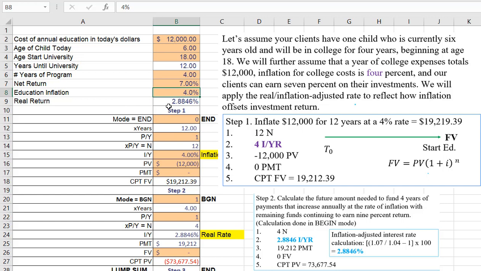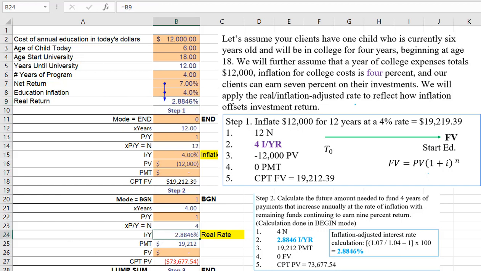Education inflation is 4%. So in step number 2, when we do the real adjusted rate, you can see I've got the formula up here. 1 plus the investment return, 1 plus 7% divided by 1 plus the inflation, 1.04 minus 1 gives us 2.8846. This was my issue in the FP Canada case. They didn't use this equation for the real return. What they did is they simply did the net return minus the inflation. 7 minus 4 would be 3. You can see that's not exactly 3%. It's 2.88. Again, this is why I want to show you the importance of that.